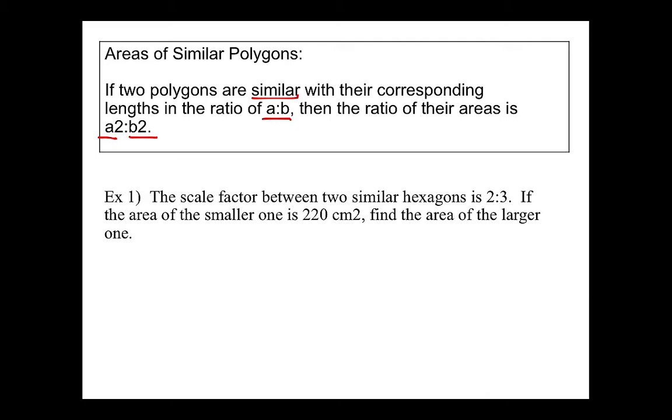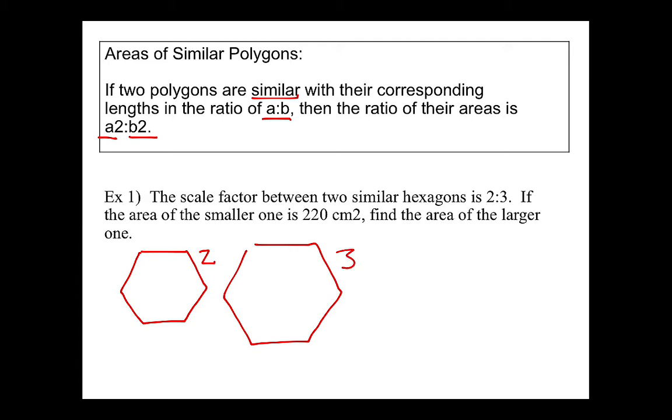So in example number 1, we're going to talk strictly the scale factor in areas. If the scale factor between two similar hexagons is 2 to 3, and the area of the smaller one is 220, find the area of the larger one. So I'll sketch this out. You don't really need to do this problem, but just so we can see. So this hexagon is going to have a side of 2, while the slightly bigger hexagon is going to have a side of 3. That's going to give us that scale factor of 2 to 3. So it's not twice as big, it's 2/3 as big.